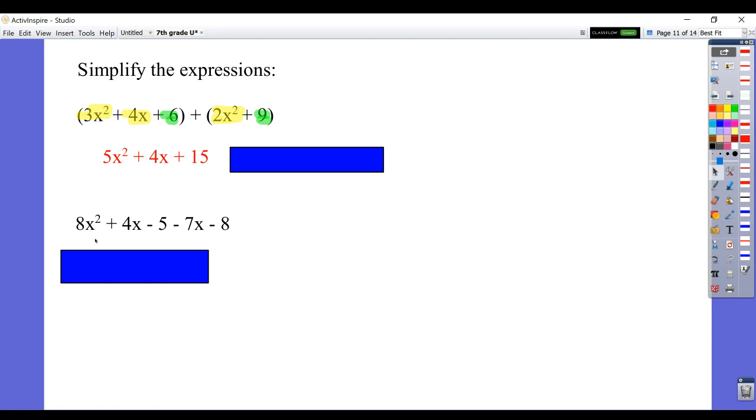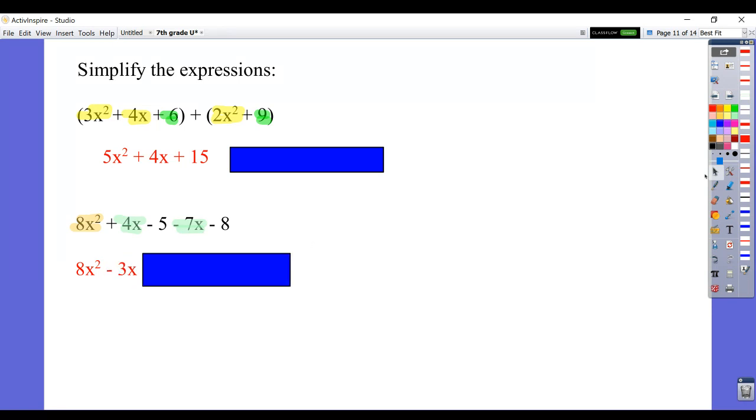Same idea here. You're basically combining any like terms that you can. So 8x squared does not have any other term that is alike with it, no other x squared terms. So it'll just be 8x squared. The 4x can be combined with the minus 7x, or you could think of it as 4x added to a negative 7x. So you get a minus 3x either way. And then the negative 5 can combine with the negative 8, or minus 5 and minus 8, either way giving you minus 13. Adding a negative is the same as subtracting.